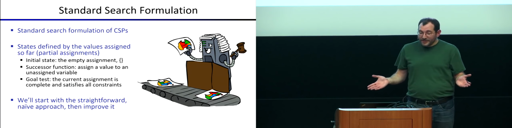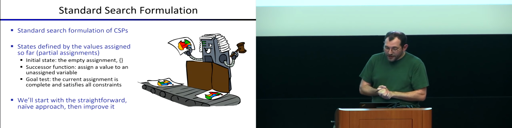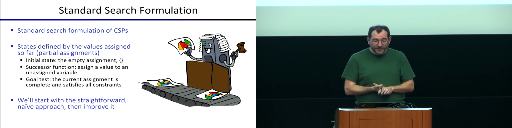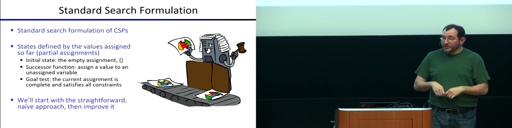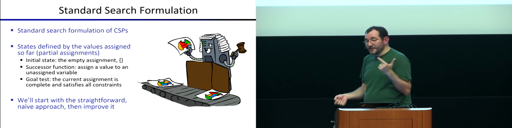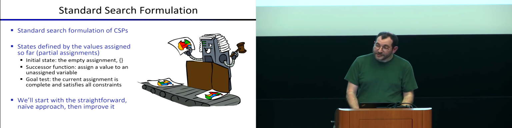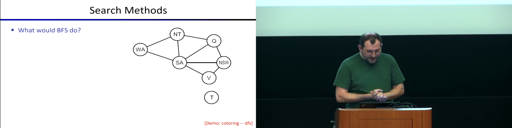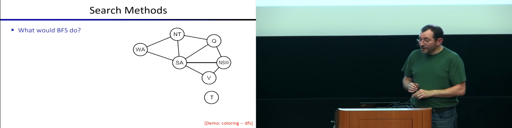The goal test is going to not just be, is it a complete full assignment, but it also has to satisfy all of the constraints. Okay, this would be the simplest way of mapping CSPs into search. Your successor function assigns another variable, and the goal test is all constraints are satisfied, and I've assigned all the variables. So we'll start with the dumbest thing that could possibly work. We will see that it doesn't work, and we'll improve it. So let's think about this graph here. This is the map coloring problem for the Australia problem.